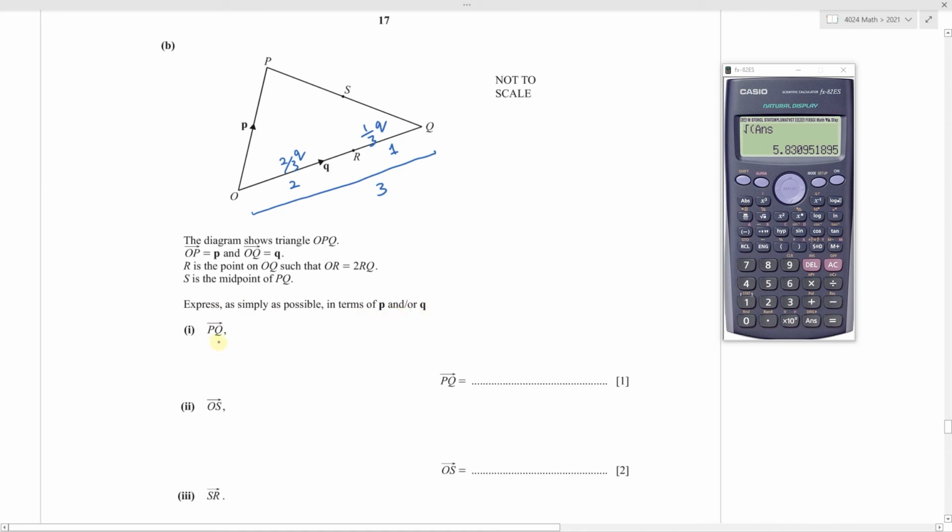So first you have to find vector PQ. Using the head to tail rule, I can go in this direction, which is PO plus this vector, which is OQ. This will give you PQ. So what is PO? OP is P, so PO will be minus P in the opposite direction, and OQ is Q, so minus P plus Q will be your vector PQ.